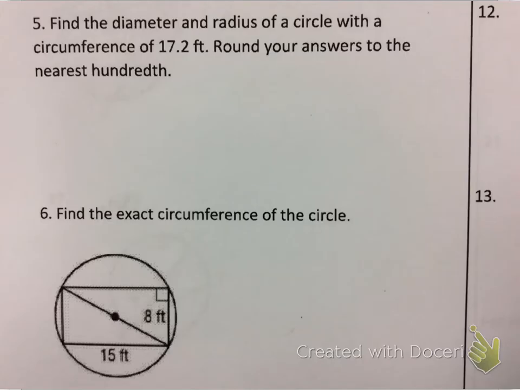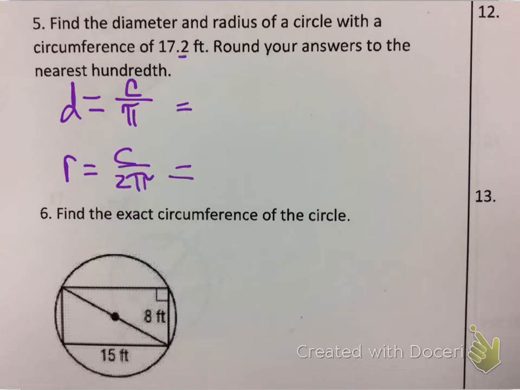Alright, so next question. Remember that the diameter is equal to the circumference divided by pi. The radius is the circumference divided by 2 pi, which should also be on your formula sheets. So if you put the 17.2 into those and say 17.2 divided by pi, you're going to get 5.47. If you say 17.2 divided by 2 pi, you'll get 2.74. Exact circumference. I expect to see an exact answer, not something else.